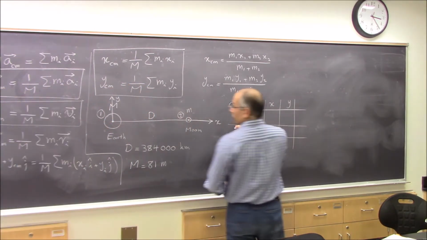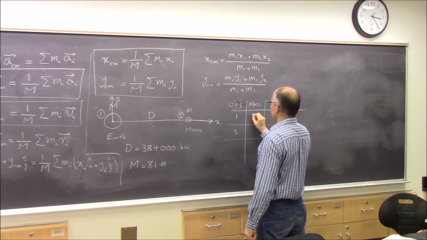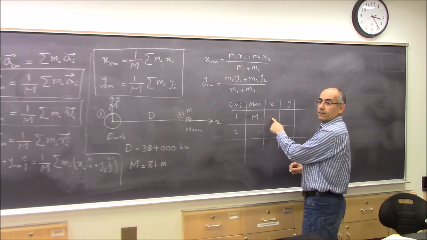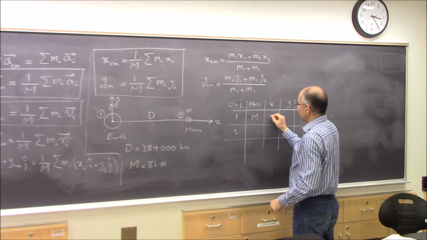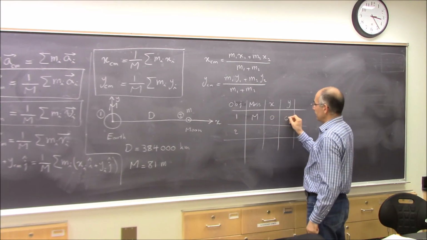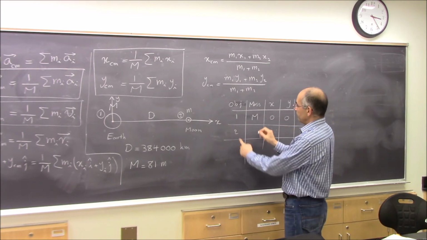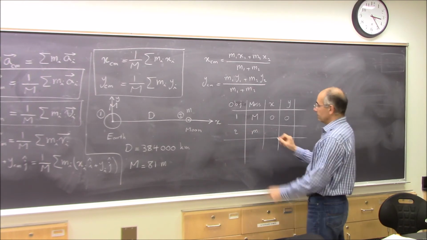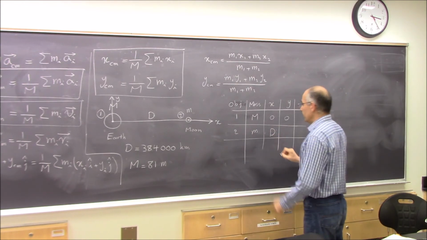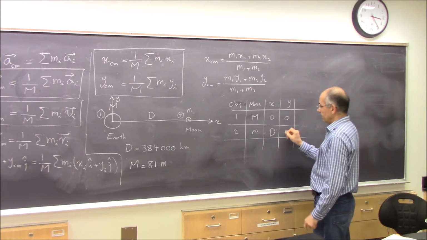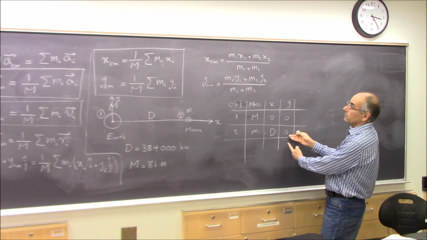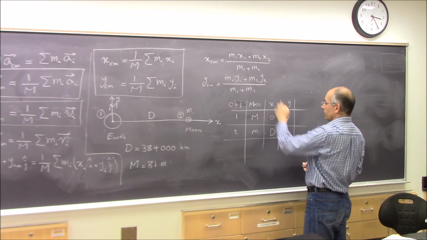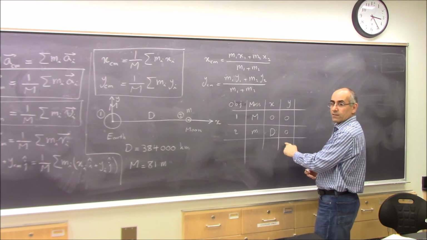Right? So for the Earth, mass is capital M. X of Earth is what? 0. Y? 0. For the Moon, mass is little m. What is X? D. X is D. And Y is 0. So because all y's are 0, we get m1 times y1 plus m2 times y2 becomes 0. So the y center of mass is 0.